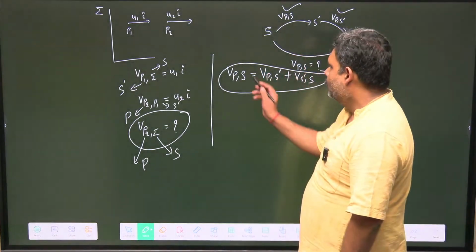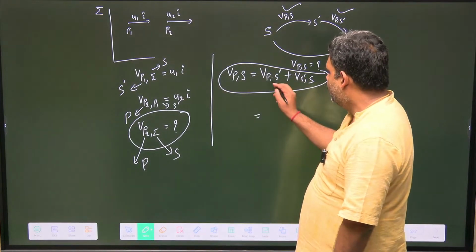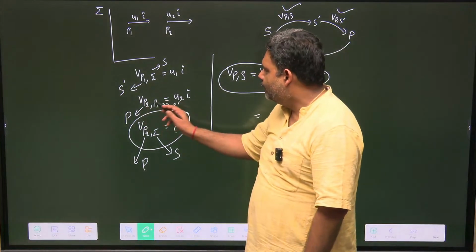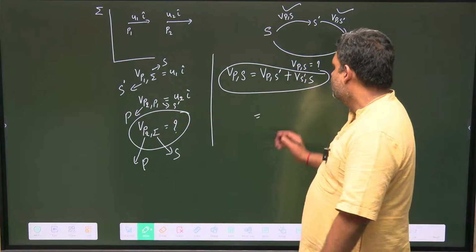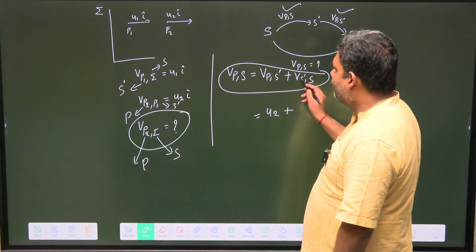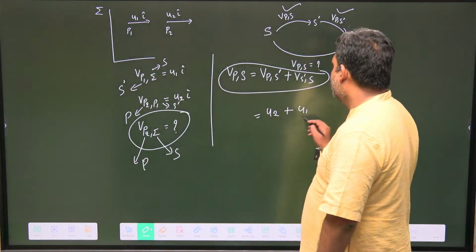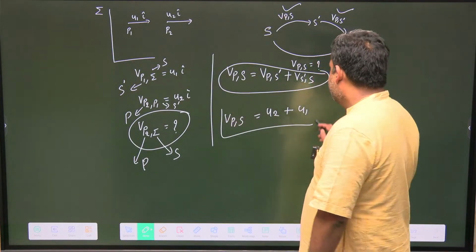So what do you have? Velocity of a particle with respect to S is equal to velocity of the particle with respect to S dash. So this is the thing. Velocity of a particle with respect to S dash in my notation is u2, plus velocity of S dash with respect to S, and this value is u1. So your answer is the velocity of a particle with respect to S.